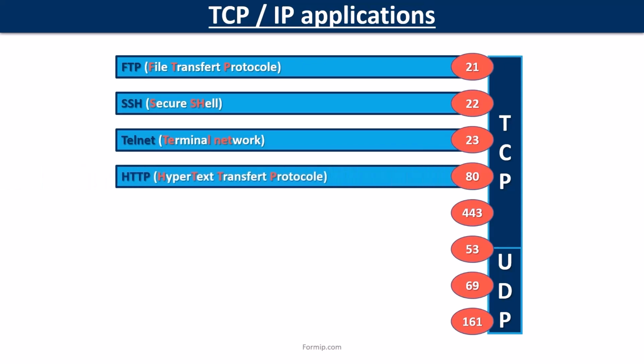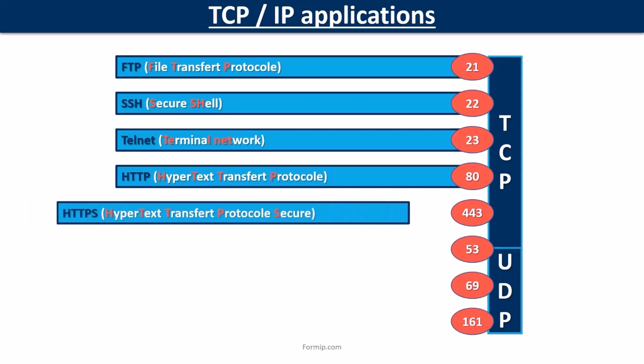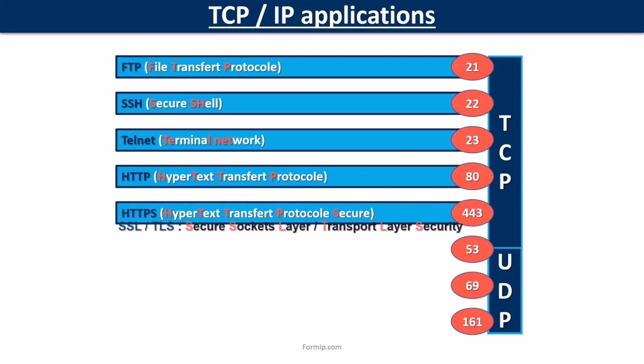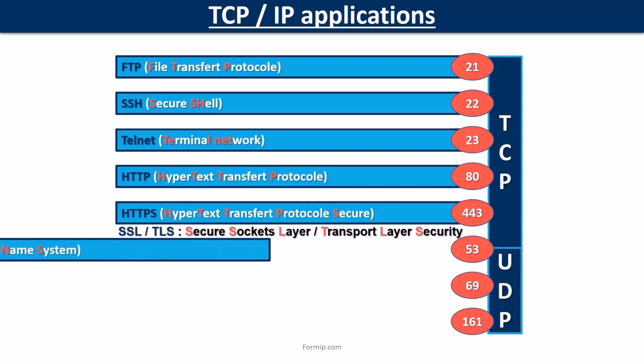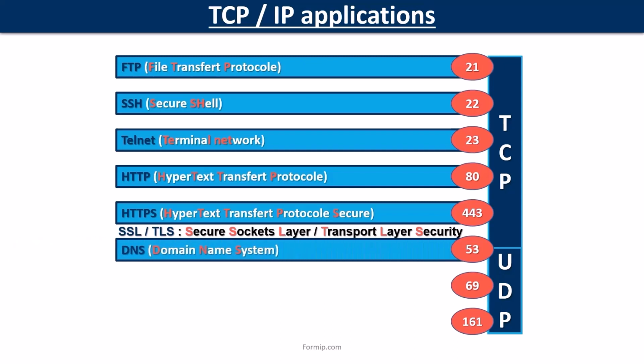HTTP, Hypertext Transfer Protocol, uses port 80. It's mainly used by web browsers. HTTPS, HTTP Secure, is on port 443. It combines HTTP with an encryption layer called TLS, Transport Layer Security. DNS, Domain Name System, uses port 53. It's used to resolve or convert Internet names to IP addresses.